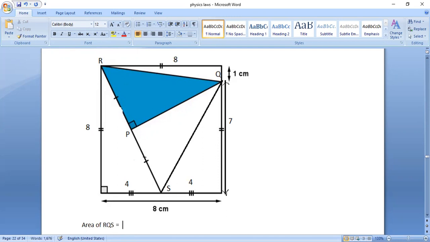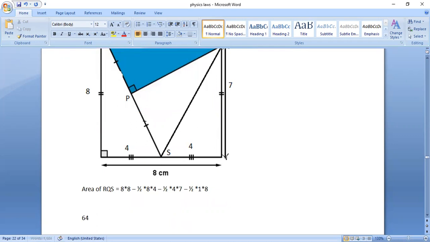Okay, the area will be equal to the area of the square, which is 8 into 8, minus the area of this right angle triangle, which will be half into 8 into 4, base into height. Correct. Minus the area of this right angle triangle, which is half into 4 into 7, minus the area of this half into 1 into 8. Correct. So this will be 64 minus 16 minus 14 minus 4, which will be equal to 30, if I'm not wrong.